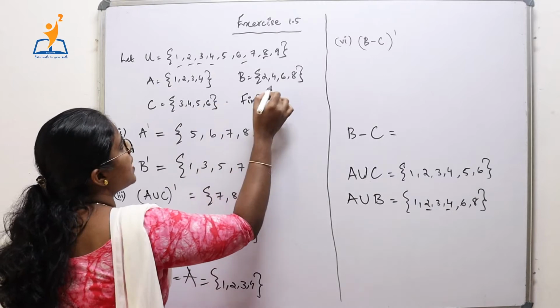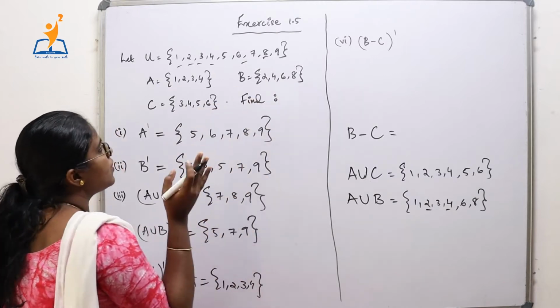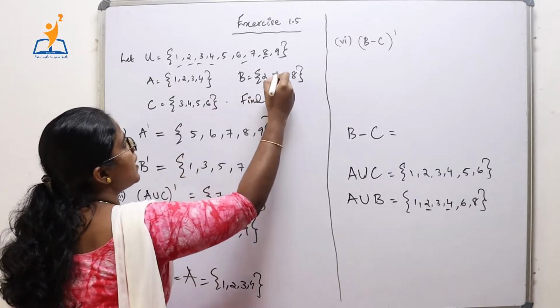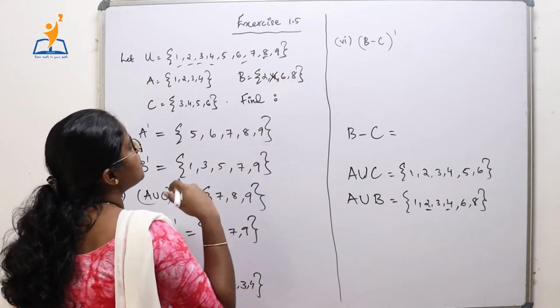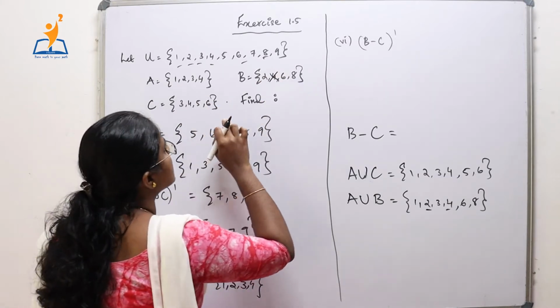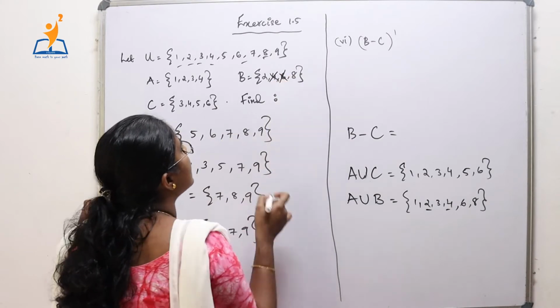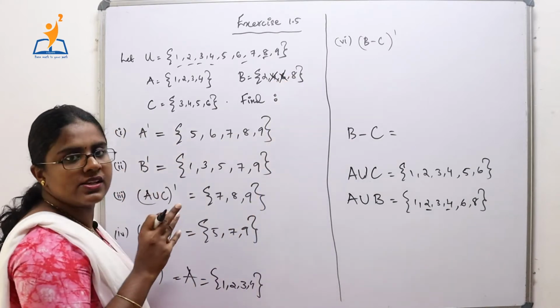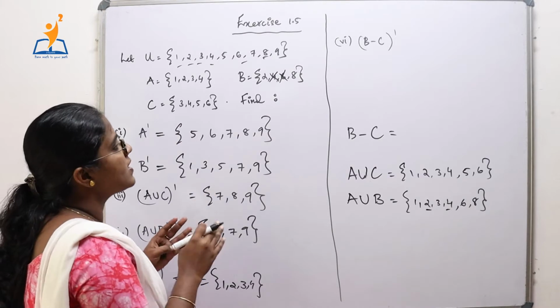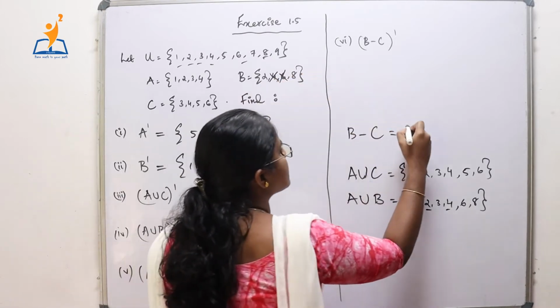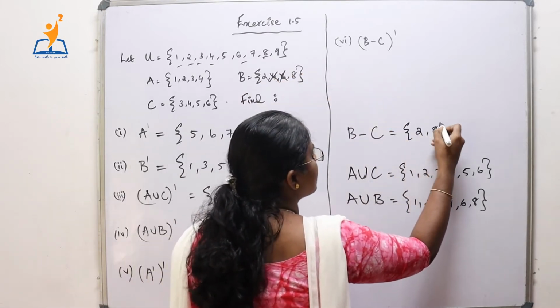So 3 should be eliminated. Since 3 is not in B, we don't need to do that. Now 4 should be eliminated. Again 5 should be eliminated. 5 is not there, so nothing to do. 6 needs to be eliminated, and all the elements of C are eliminated from B now. Now what is B minus C? The remaining elements, that is the set {2, 8}.